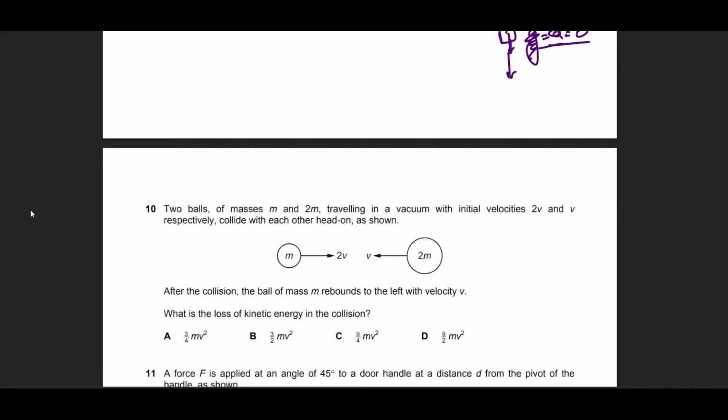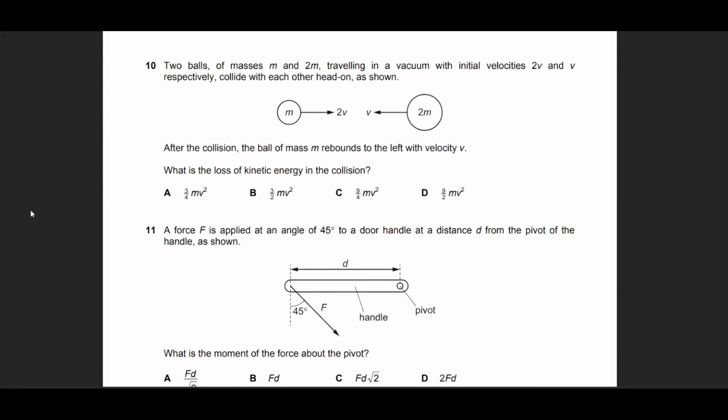Move on to question number 10. This question also requires a bit of mathematics, so please hold on for this question. He says that the rebound to the left and the velocity is v. What is the loss? Now, when he said that there is a loss of kinetic energy, I can't use the relative speed formula because I know that the relative speed approach is only for elastic collision. If there is an underlying assumption that there is going to be a loss of kinetic energy, that means that this question is going to be an inelastic collision. So you have to take the longer mathematical calculation route. You can't use any shortcuts.